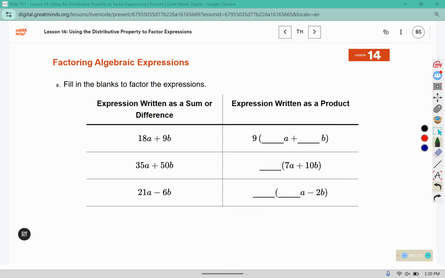Here we're going to fill in the blanks. 9 times what gives us 18? 9 times 2. And 9 times what gives us 9? That would be 9 times 1. Here I have 7 and 10. What could I multiply 7 and 10 by? That would give us 35 and 50. 7 times 5 is 35, and 10 times 5 is 50.